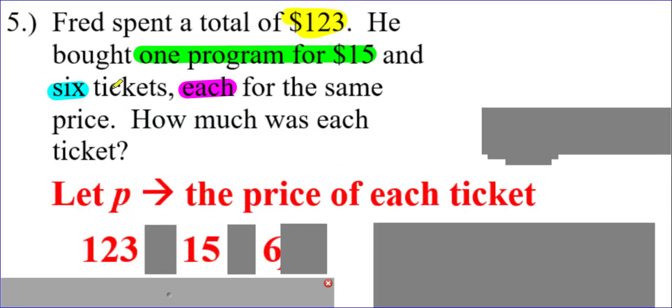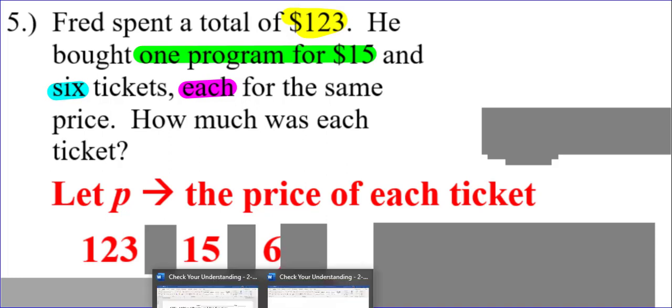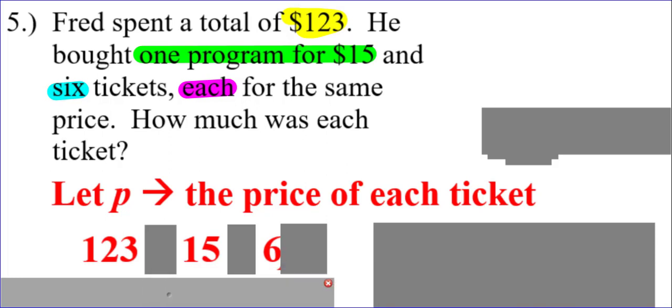We are going to take the number of tickets we're buying, which is 6, times the price that each of them happens to be. They're each at the same price. What is that same price? Well, that's our variable P. So 6 times P is what we need to write.